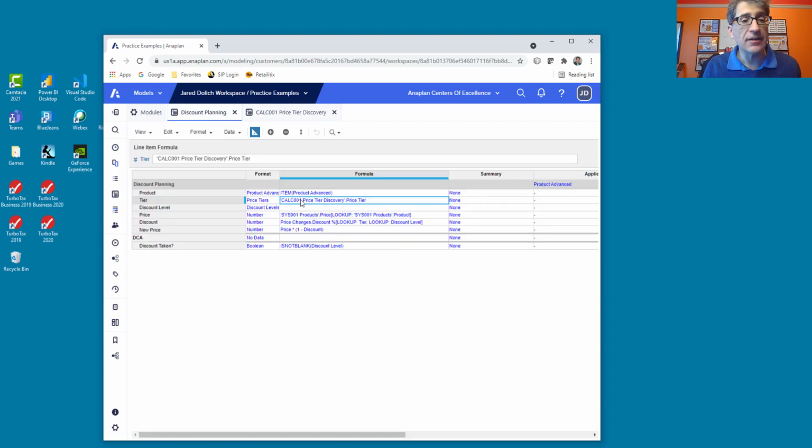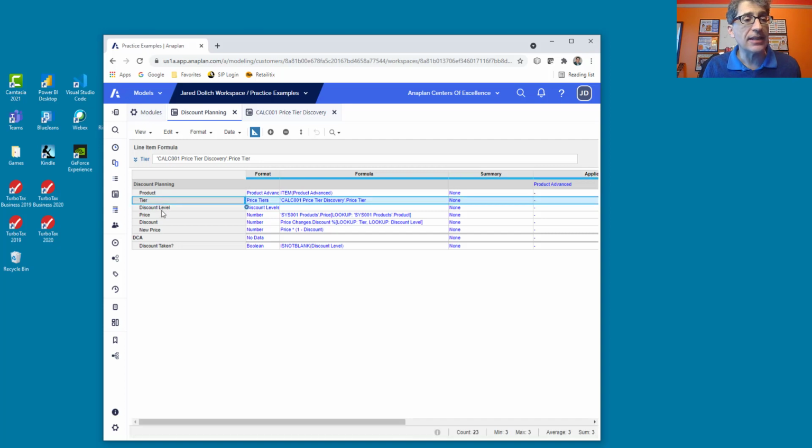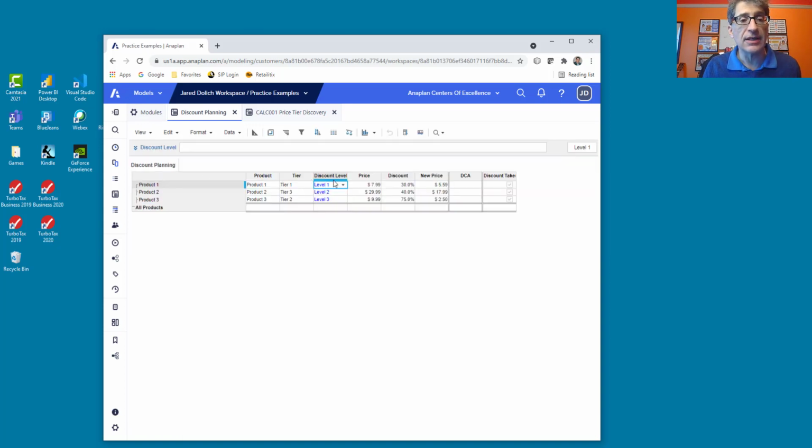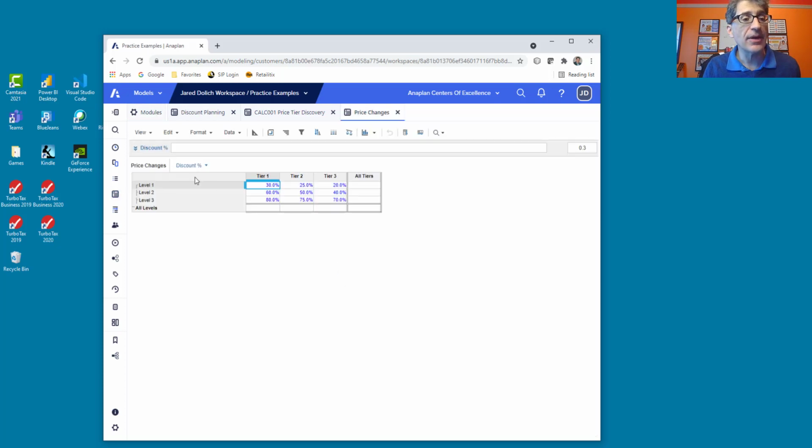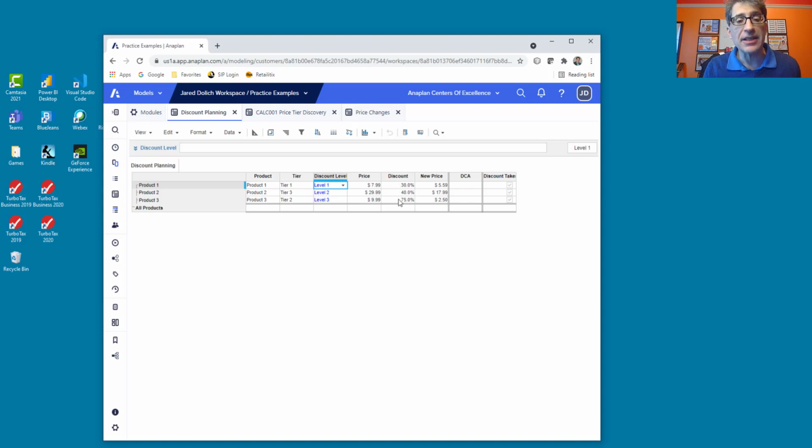Once I have the tier, I can then use the tier and the discount level, which the discount level is entered. So I have the tier and the discount level. Now that I have both of these, I can look up the discount percent that I need, right? Which is in this module right here. That's our input module that we have. See? There's the level, there's the tier, and it's just looking up exactly which percent that I need, okay? So once I have the discount percent, I can then calculate the new price.